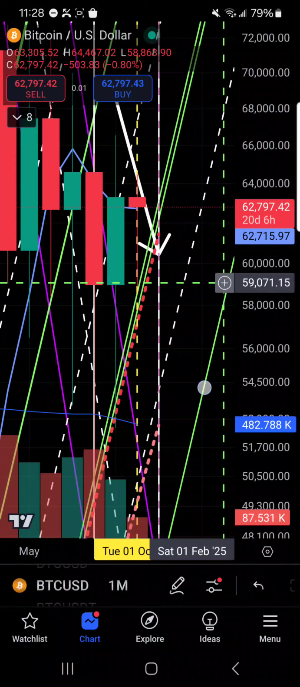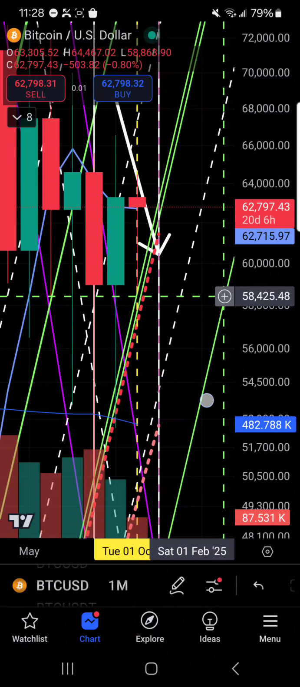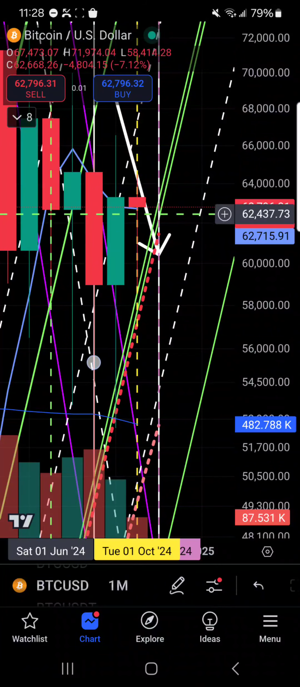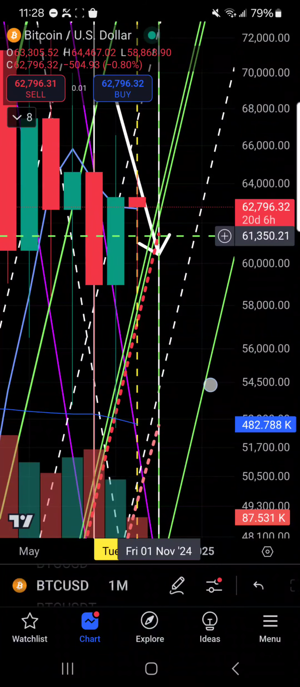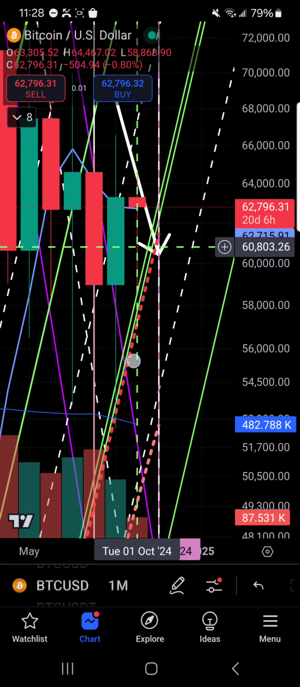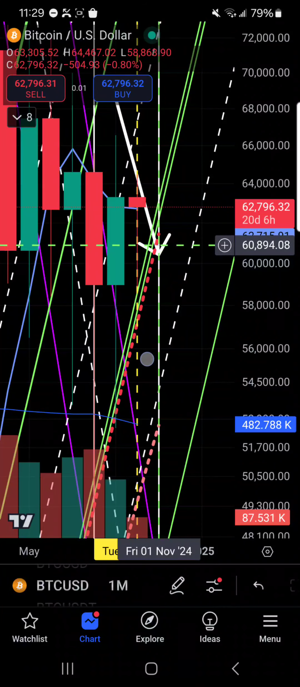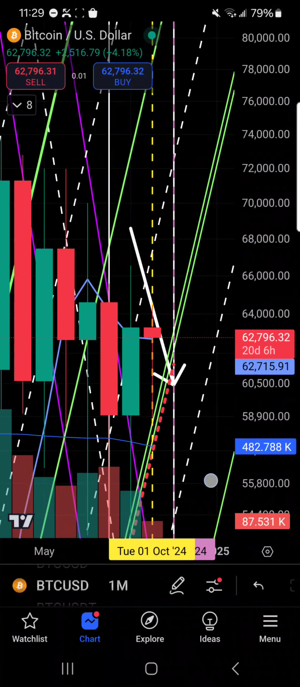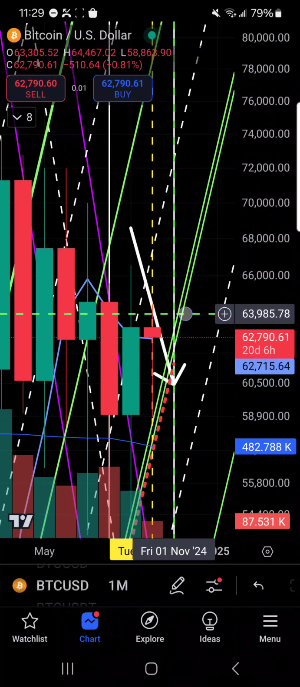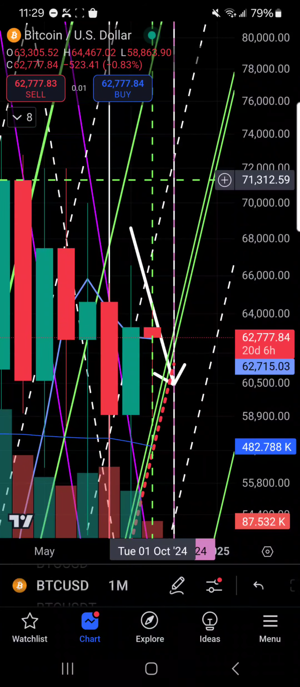If we came all the way down to that, but if we did that, look at the pattern. Red, green, red, green, red, green, red for October, and then green. And November would be the big green candle that gets us all the way back up here and beyond.